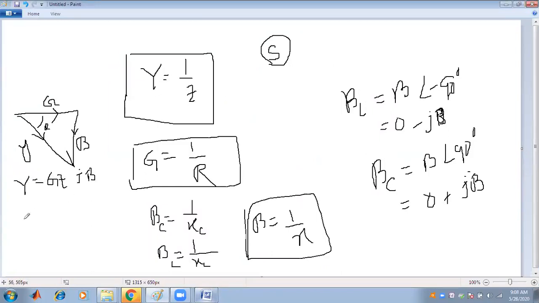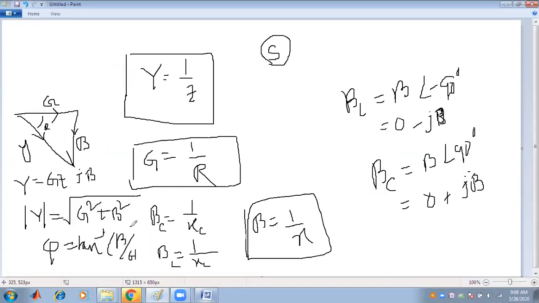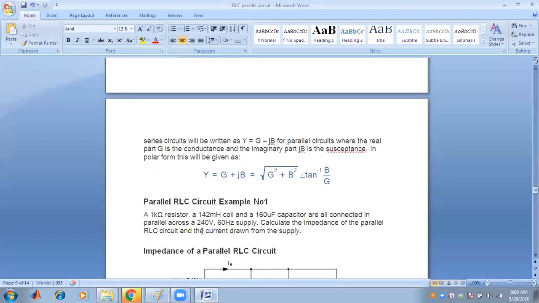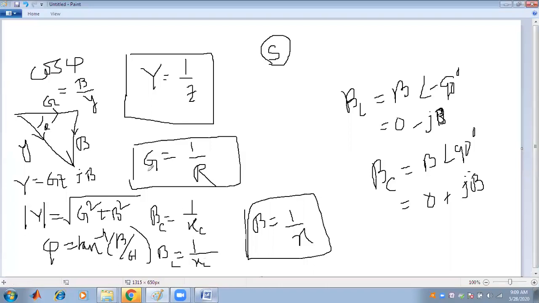So the magnitude of Y will be given as root over G square plus B square, and the angle phi equal to tan inverse B by G. So the power factor cos phi can be written as G by Y.